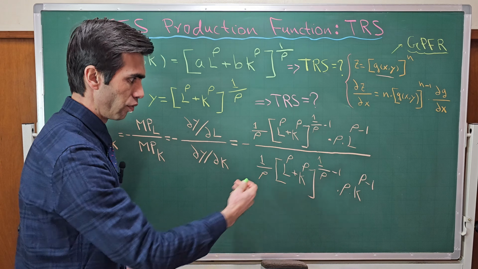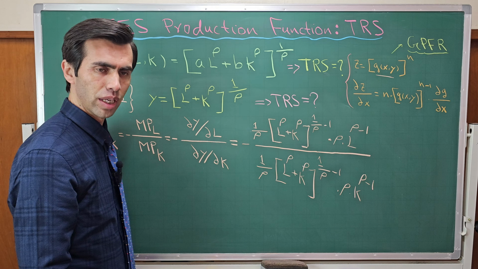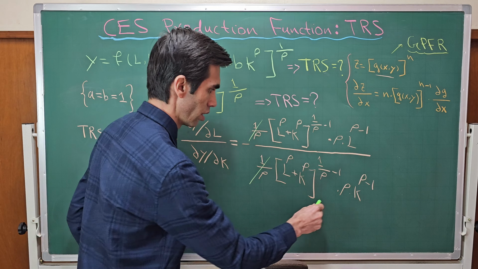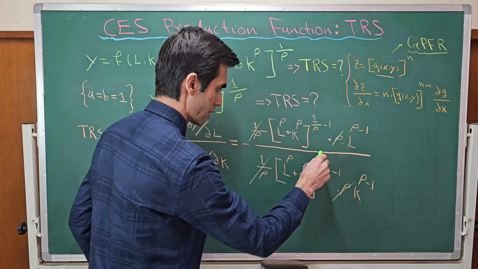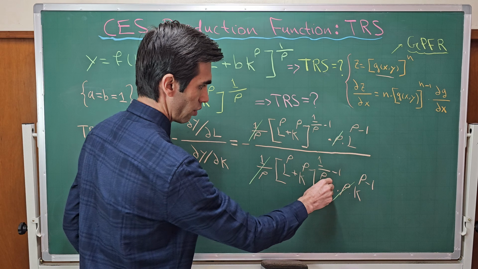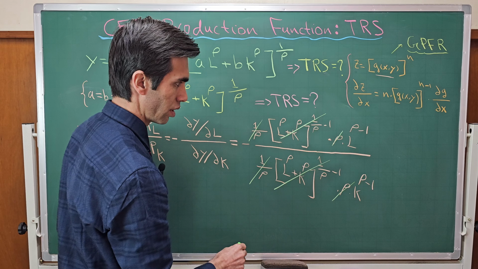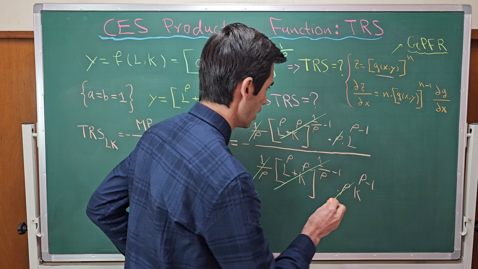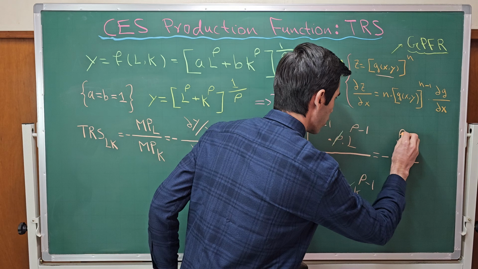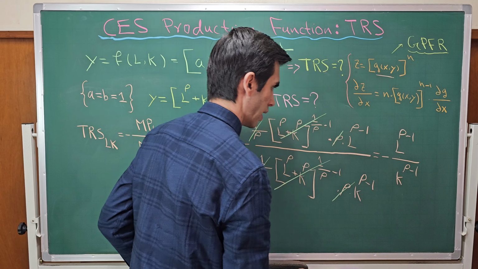We can make it simpler by cancelling some equal factors. 1/ρ with 1/ρ will cancel out, ρ with ρ will cancel out, and (L^ρ + K^ρ) to the power of 1/ρ minus 1 cancels out with the same term. The only thing that will remain is minus L to the power of ρ minus 1 divided by K to the power of ρ minus 1.